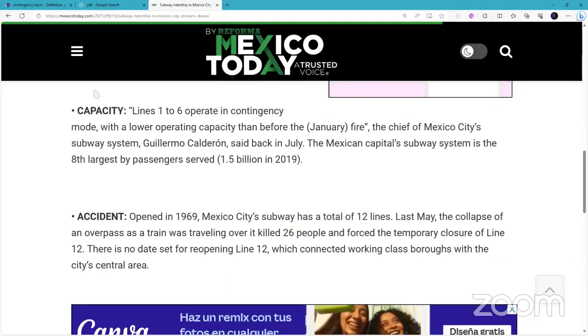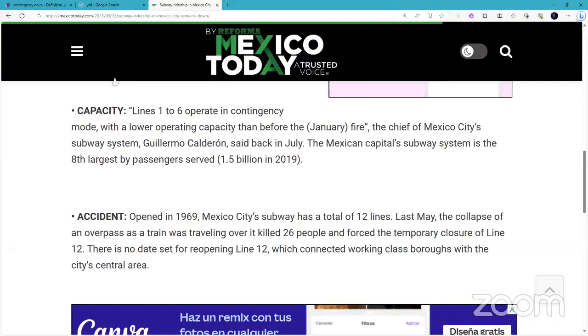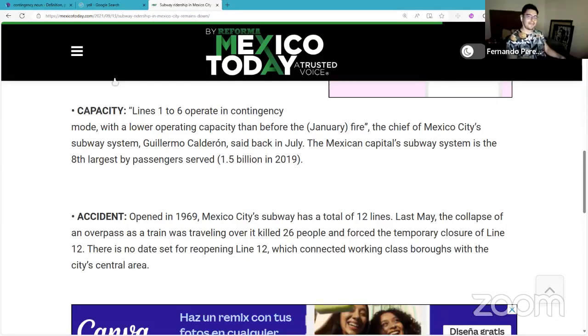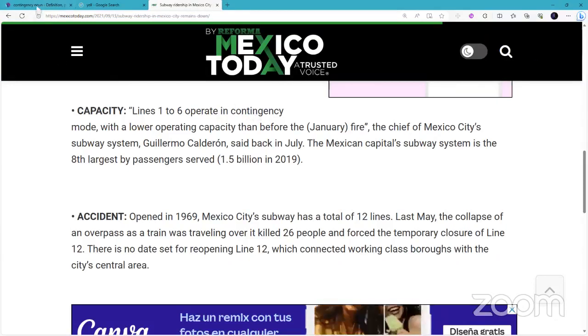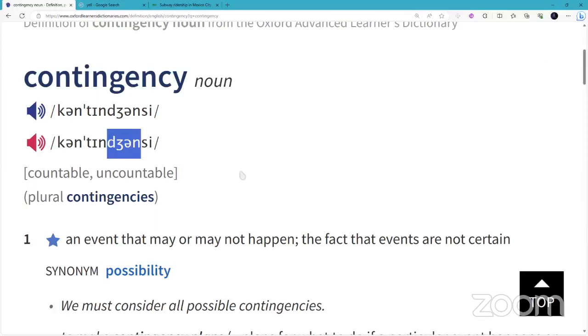Well, okay. The first word I pronounced correctly? Capacity? Sure. Capacity. Lines 1 to 6 operate in the contingency mode. Again? Right, contingency.